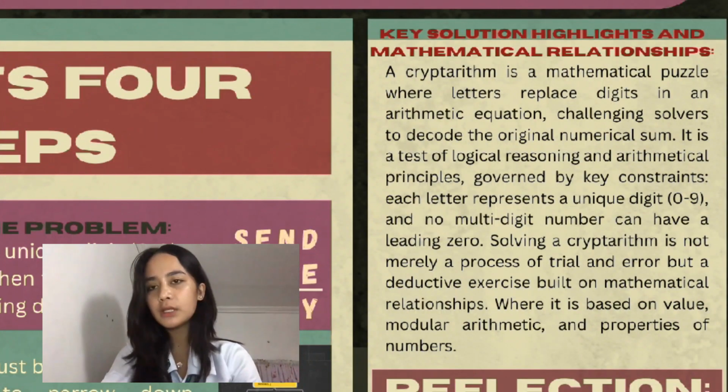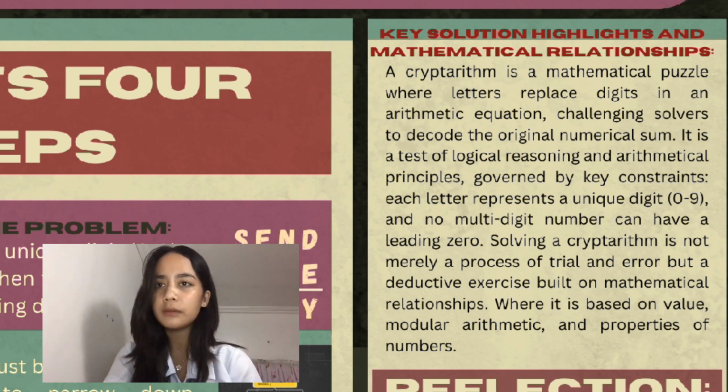So let's talk about key solution highlights and the mathematical relationships of a cryptarithm. A cryptarithm is a mathematical puzzle where letters replace digits in an arithmetic equation, challenging solvers to decode the original numerical sum. It is a task of logical reasoning and arithmetical principles, governed by key constraints. Each letter represents a unique digit from 0 to 9, and no multi-digit number can have a leading 0. Solving a cryptarithm is not merely a process of trial and error, but a deductive exercise built on mathematical relationships, based on place value, modular arithmetic, and properties of numbers.